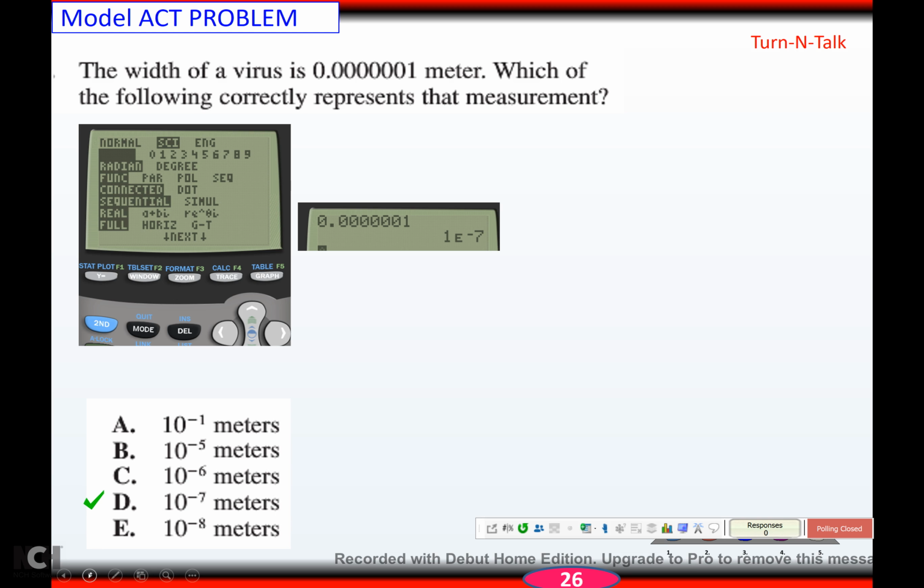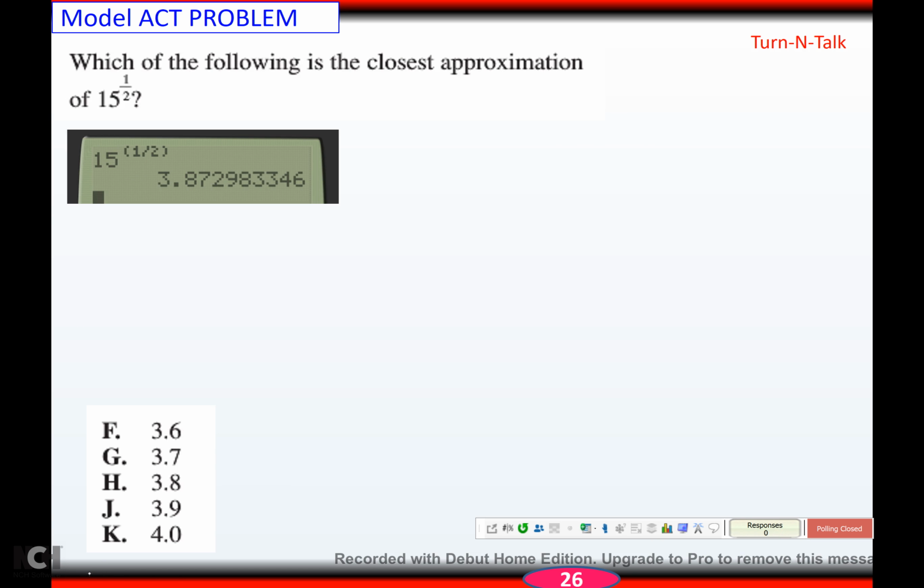And you should get 10 to the negative 7. Here's the number, and it says, which of the following correctly represents that measurement? Well, you would move the decimal behind the first non-zero digit, which would be that one. So that's 1.0, just 1, times 10 to put it back where it was, 1, 2, 3, 4, 5, 6, 7 times to the left. And then they just didn't write the 1 times that, because 1 times anything is itself. Okay, oops. Try this one, except for apparently I just gave you the answer there.